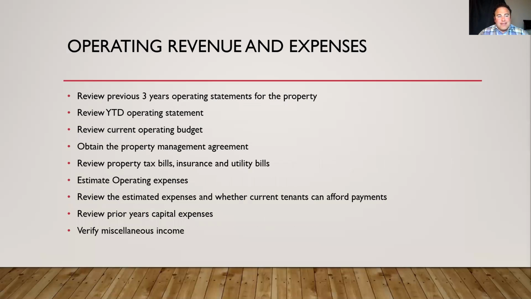Operating revenue and expenses, the good stuff, right? We want to review the last 3 years of operating statements. We want to review year-to-dates. We want to review operating budgets. We want to get property management involved and figure out how much they're going to charge us to manage the asset. We want to double check these things with property management. We want to cross-reference and make sure that they can manage this asset as well or better than the existing owner. What kind of other data can they provide to help us set up these budgets?